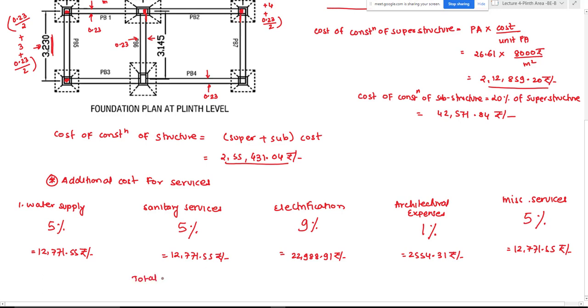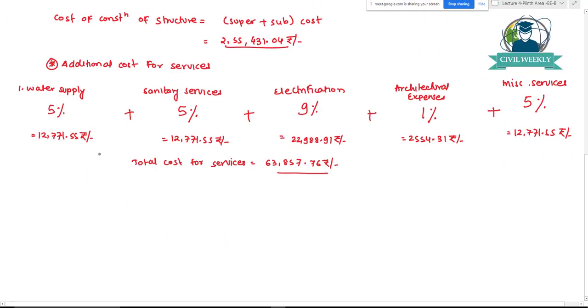Okay. So this was the cost of provision of various services. So total cost for services will be water supply plus sanitary services plus electrification. So we'll have to add all this cost. If we add all this cost, the total cost will work out to be 63,857.76 rupees.